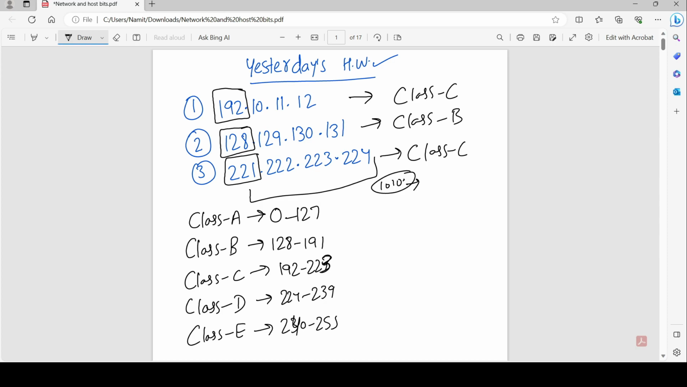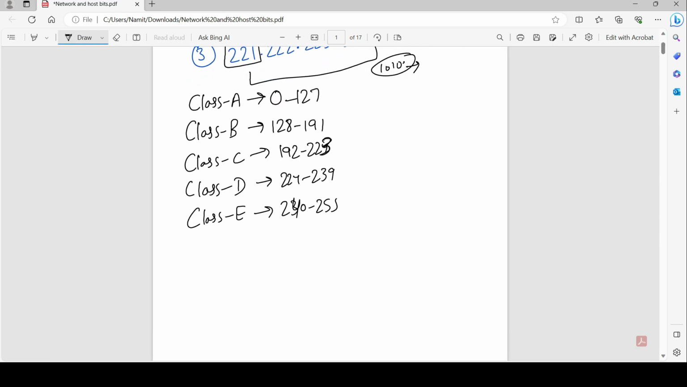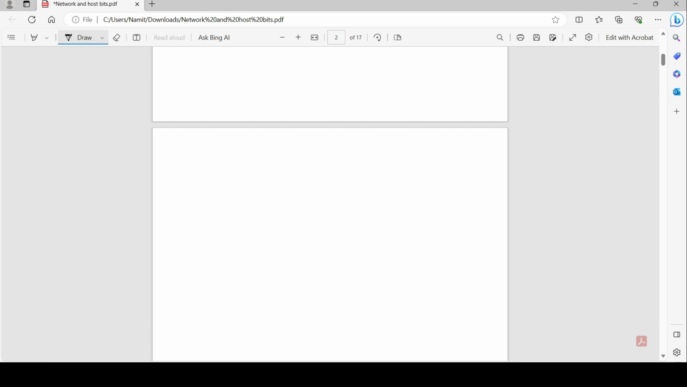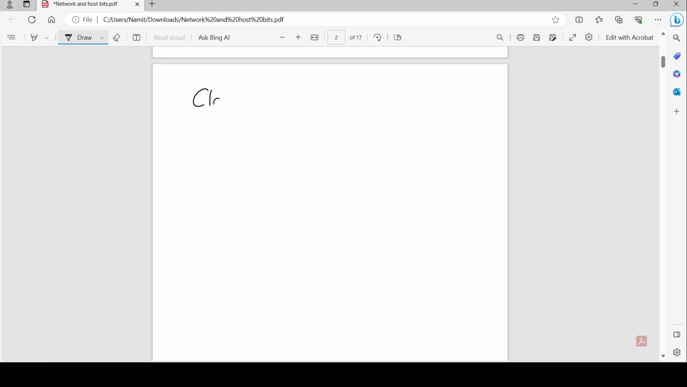Let's get going and continue. Till the previous class we had talked about only one thing, that is the classes of IPv4 addresses. Actually, this IPv4 addressing can be done in a static and dynamic manner. Again, this is a topic of discussion for later, but for the time being we are done with this part.